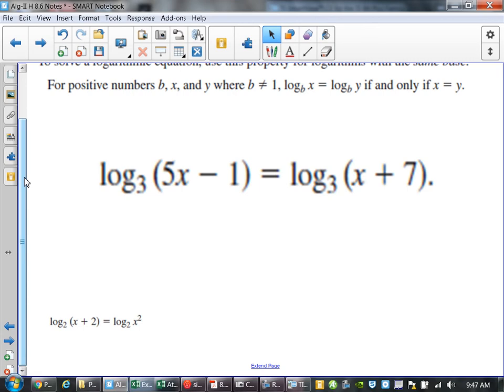Divide by log? Nope. You put it in your calculator and see what happens. Can't you subtract? Nope. They have the same base, don't they? Add them. You gotta move them to the same side.